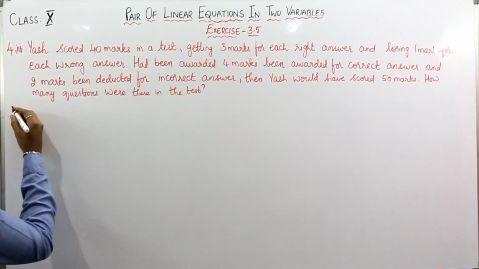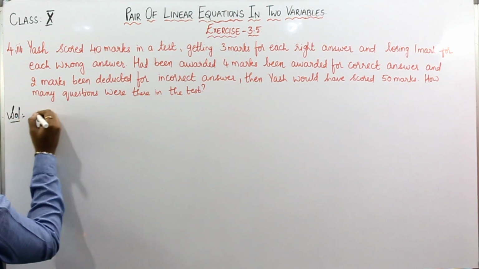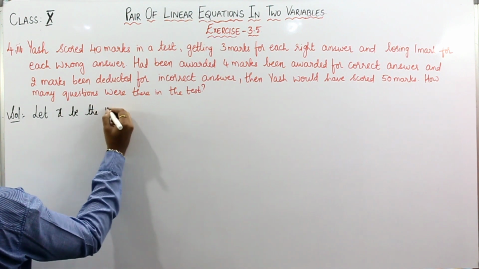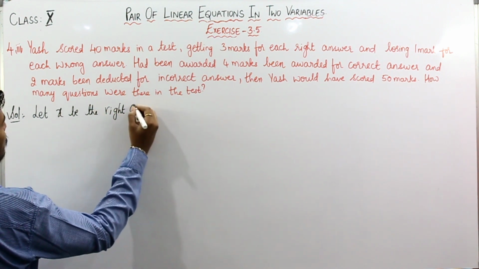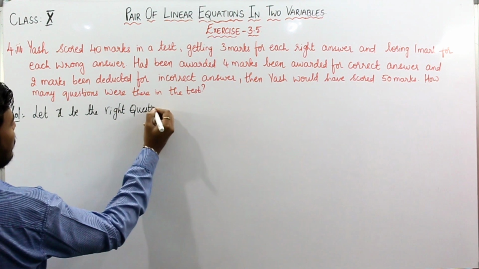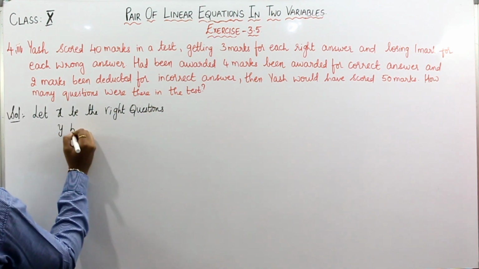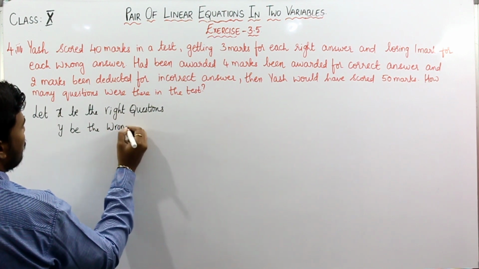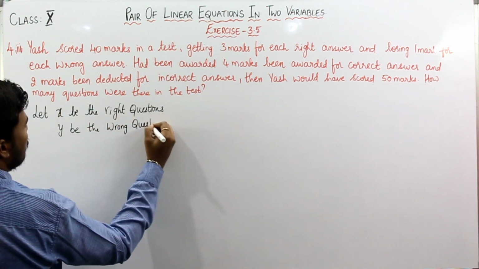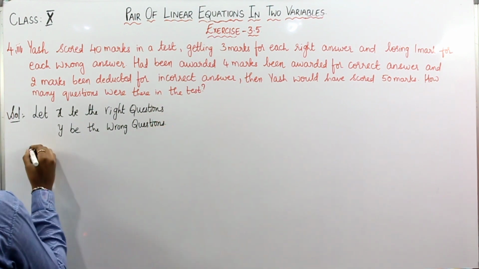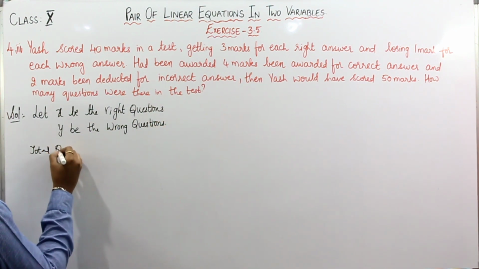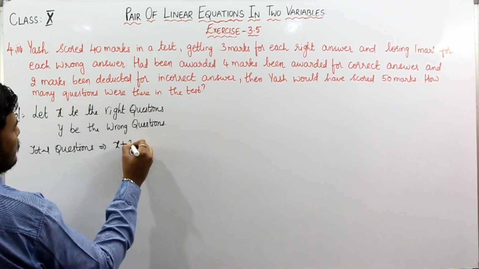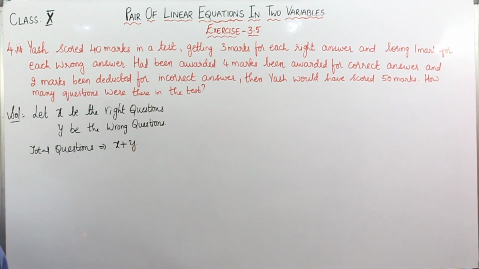Okay, so first let us consider, let X be the right questions, and Y be the incorrect or wrong answers. Okay, then total questions will be what? Total questions will be X plus Y, correct answers plus incorrect answers.